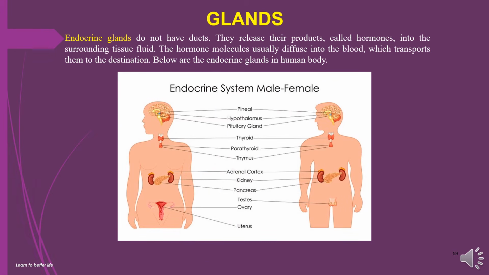Endocrine glands do not have ducts. They release their products, called hormones, into the surrounding tissue fluid. The hormone molecules usually diffuse into the blood, which transports them to their destination. Below are the endocrine glands in the human body.